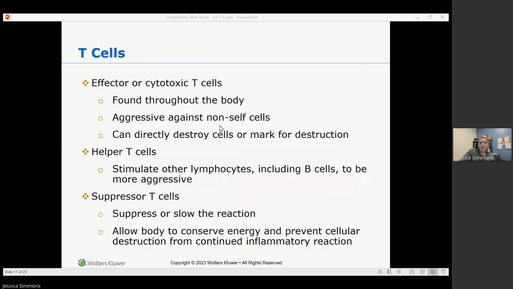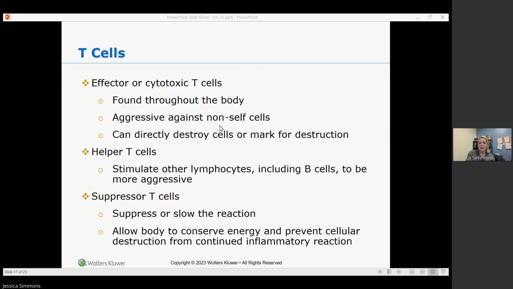So T cells, effector or cytotoxic T cells, they are found throughout the body. They are aggressive against non-self cells, so they can tell who belongs to us and who does not. You don't belong here, okay? They can directly destroy cells or mark for destruction and say, hey, I'm tagging you, I don't like you, and I'm going to send somebody after you.